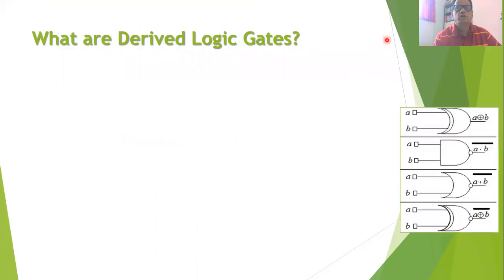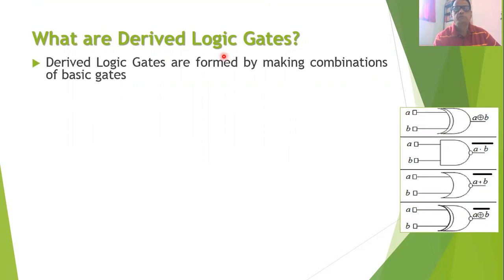So let us go for the derived logic gates. We know that there are three basic gates: AND gate, OR gate, and NOT gate. And it is possible that by making the combination of these basic gates, we can have many more other gates. And such gates are being called as the derived logic gates. So in the derived logic gates, we will make the combination of basic gates such as AND gate, OR gate, and NOT gate.